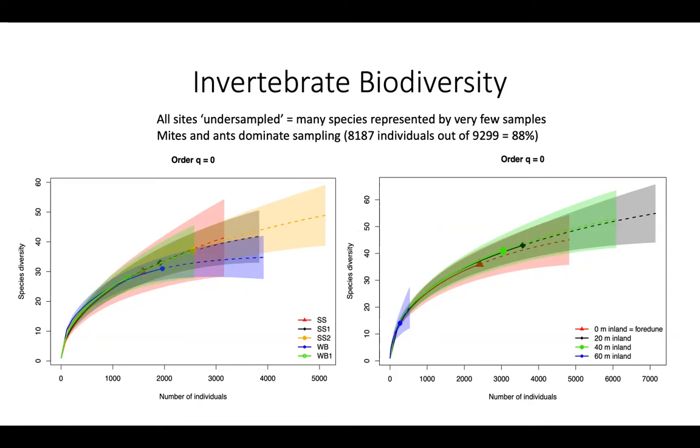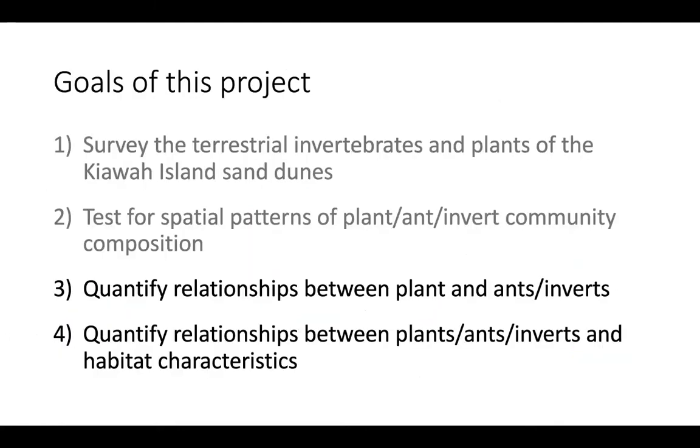And part of the reason that's happening is that our sampling is dominated by 2 specific groups. In those tubes, most of what we find are ants and mites. They account for somewhere close to 90% of our samples. Because of this sampling distribution, these analyses tell us that we need a lot more samples in order to sort out how many species there truly are, because there are a lot of species that are relatively rare in our data set.